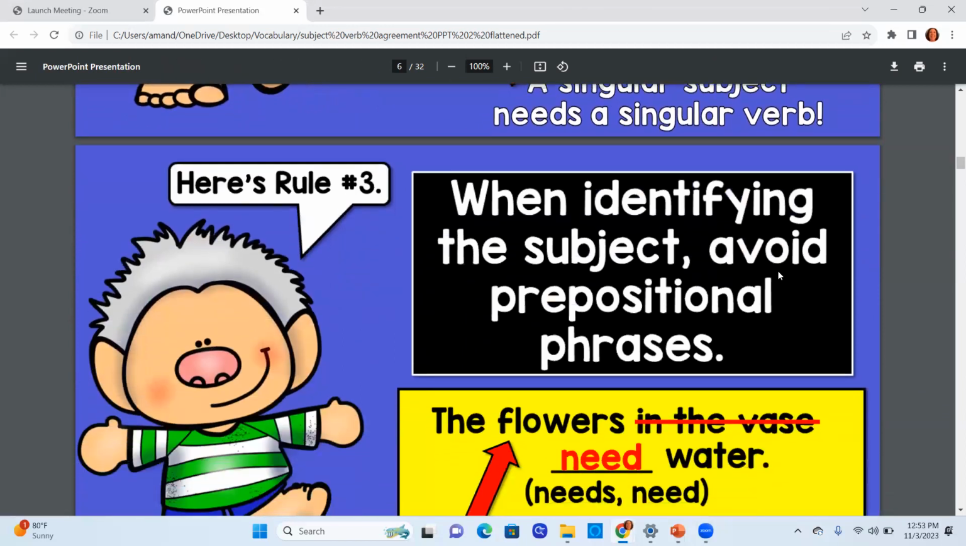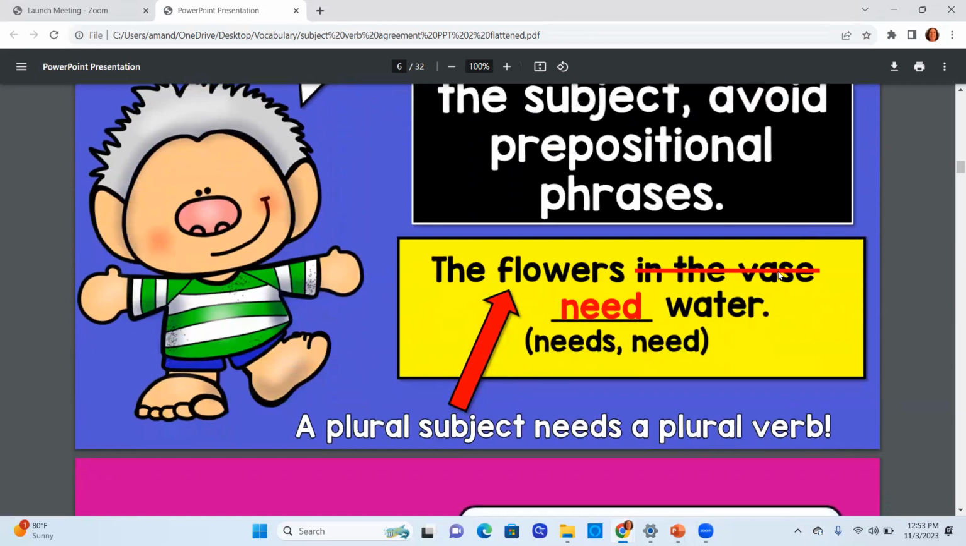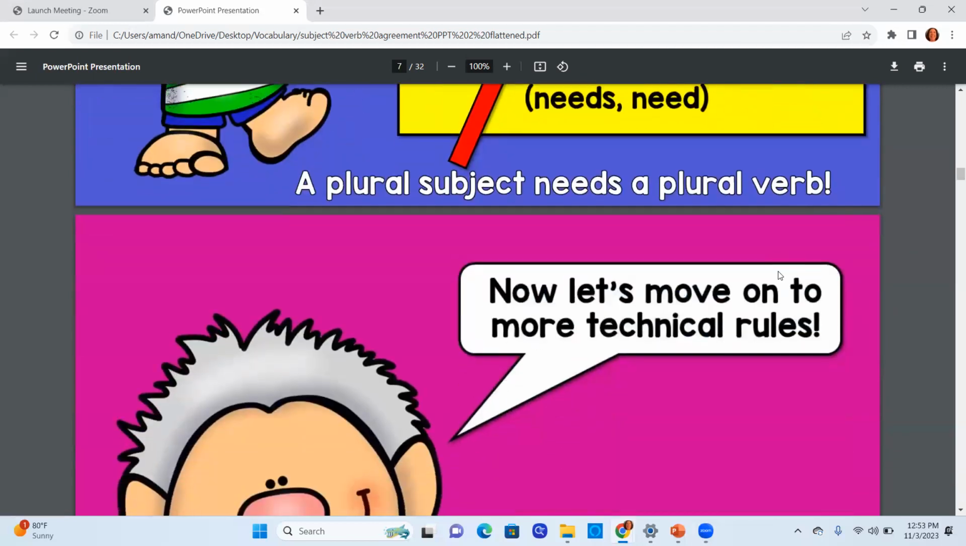Let's go on to rule number 3. When identifying the subject, avoid prepositional phrases. The flowers need water. It's not going to be needs, it's going to be need. And of course, we don't need to say in the vase. So again, the flowers need water. So remember, a plural subject needs a plural verb.